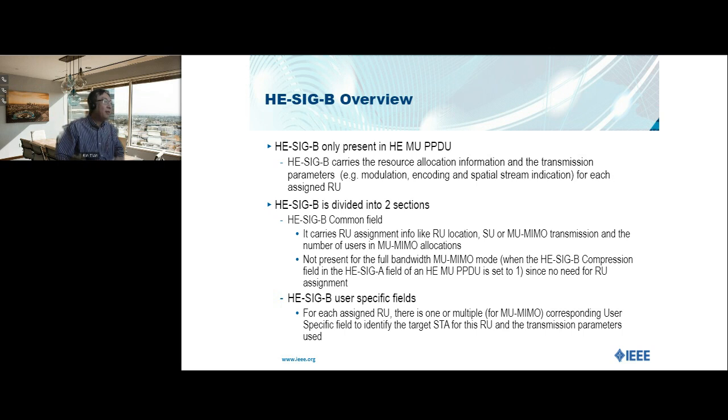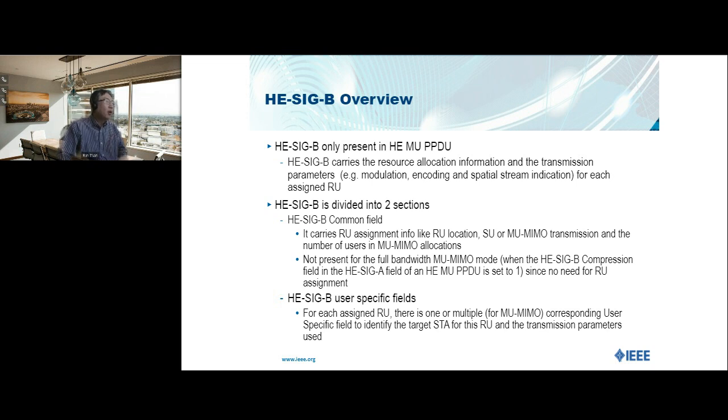And the common field is not present for the full bandwidth MU-MIMO mode. This is called HE-SIG-B compression mode, because for full bandwidth MU-MIMO, you don't need the RU location. It's full bandwidth, so you don't need the common field portion, okay? The number of users allocated to full bandwidth MU-MIMO is also indicated in the HE-SIG-A portion. There are some details there. We'll not go to that level of detail in the spec, but just want to point out that for this special compression full bandwidth MU mode, you don't have a common field.